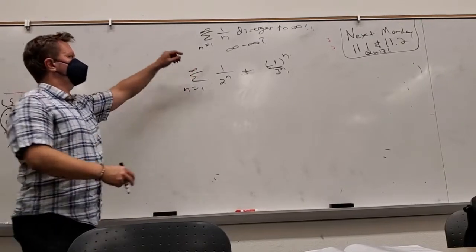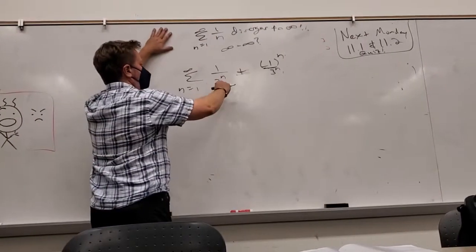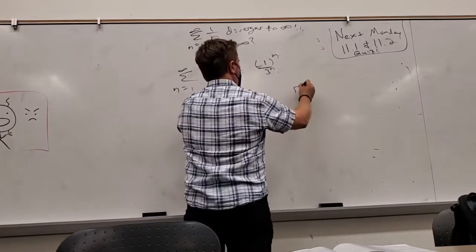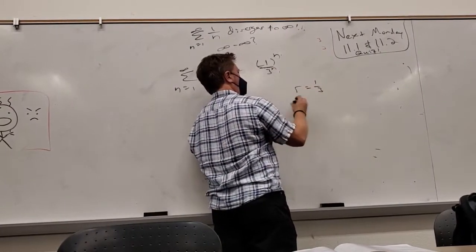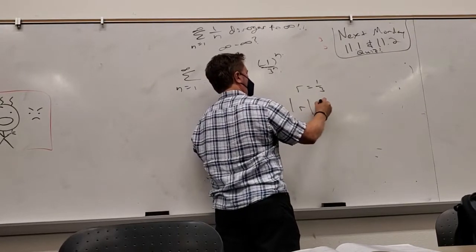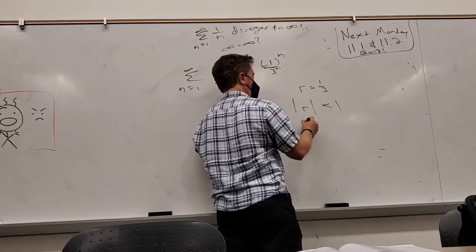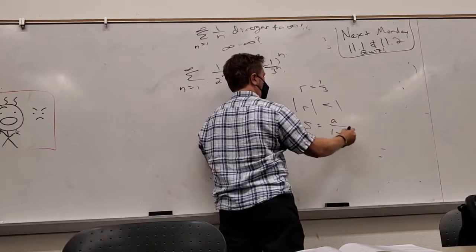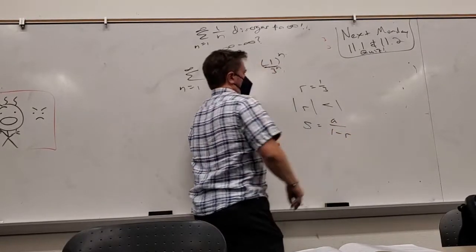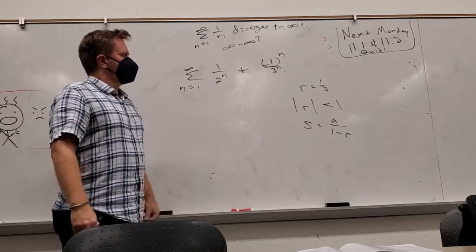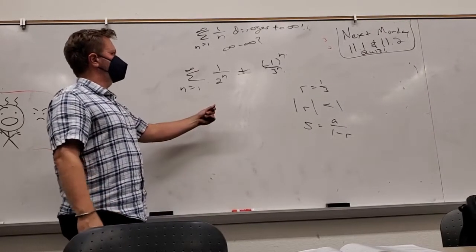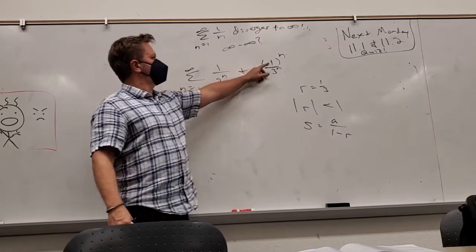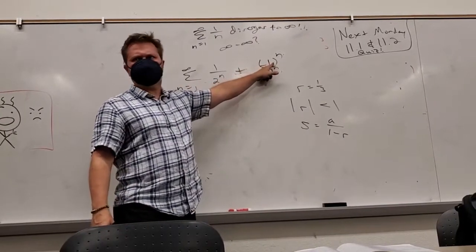Now, the funny thing about that is, so R here is still 1/3, right? In fact, it says the absolute value of R has to be less than 1. If that's true, then S is A over 1 minus R, right? So it'd be the same idea, it'd be the same number. This is what we're going to identify as an alternating series later.